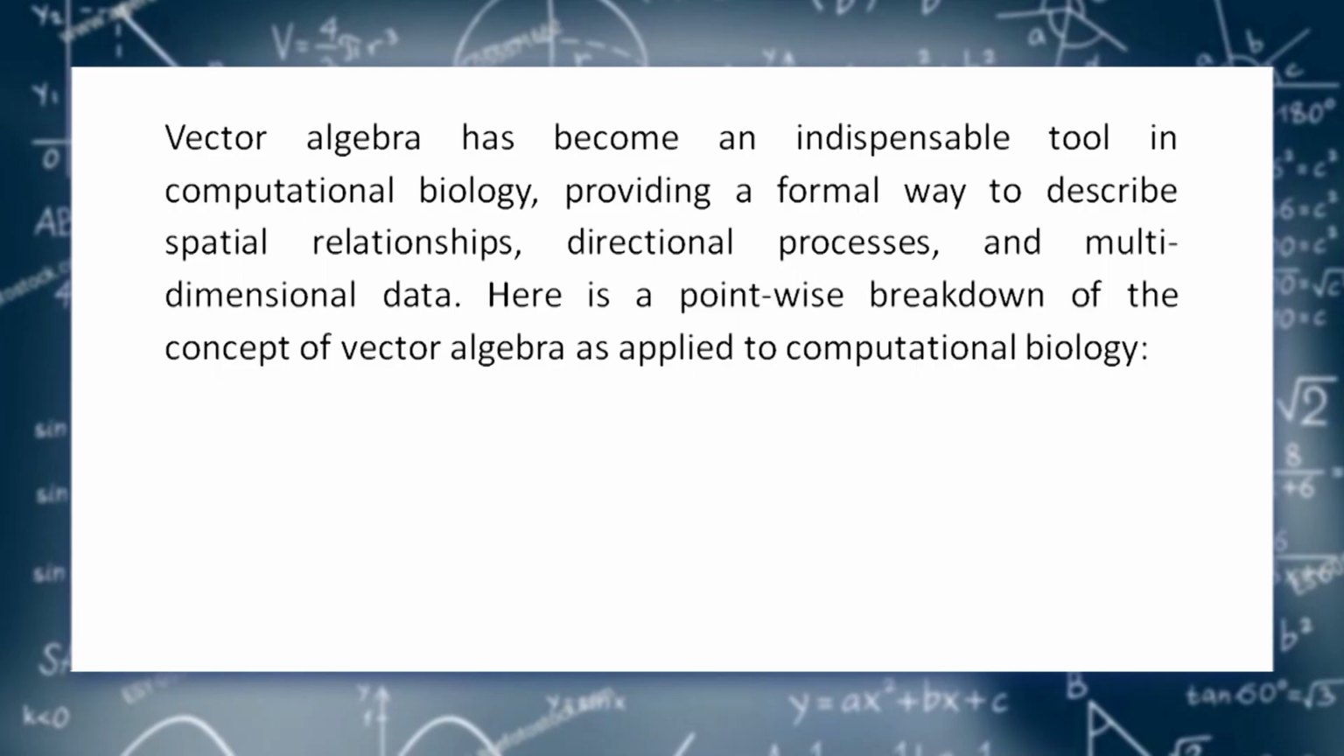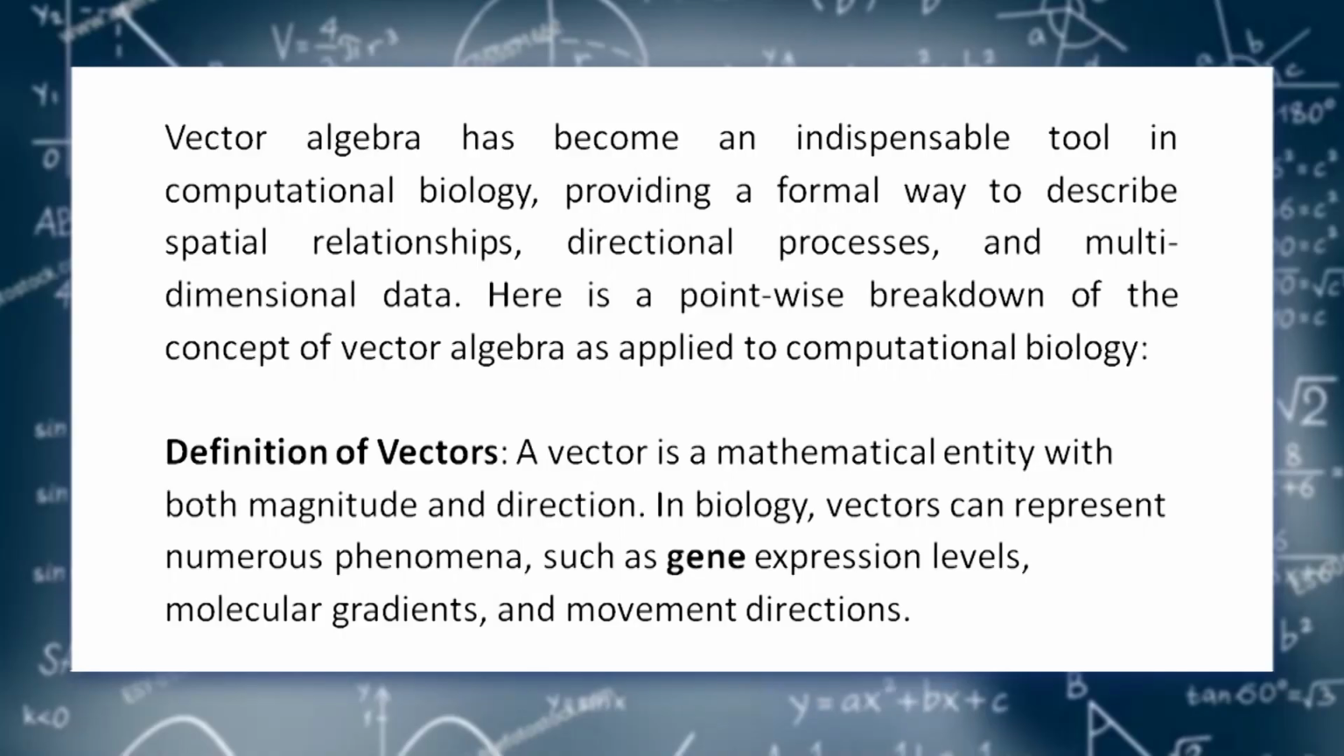We start vector algebra. Vector algebra has become an indispensable tool in computational biology, providing a formal way to describe spatial relationships, directional processes and multidimensional data. Here is a point-wise breakdown of the concept of vector algebra as applied to computational biology. So, first we see the basic definition of vectors. A vector is a mathematical entity with both magnitude and direction. In biology, vectors can represent numerous phenomena such as gene expression levels, molecular gradients and movement directions.